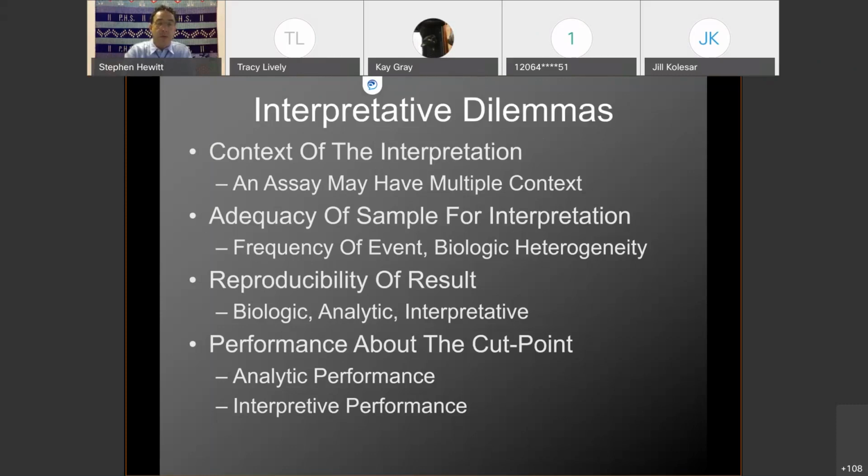Sampling adequacy, I think we've talked about, and a lot of it's driven by biologic heterogeneity. And performance about the cut point is really a challenge, trying to be certain that you limit the number of false positives and false negatives.